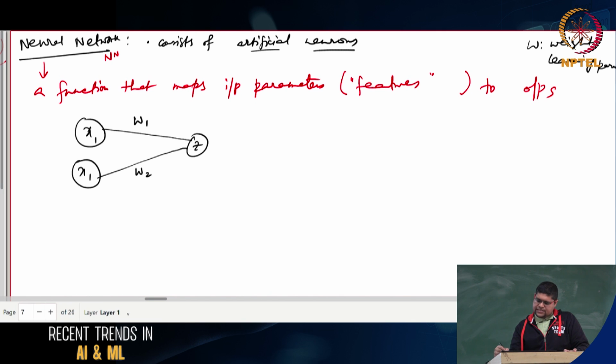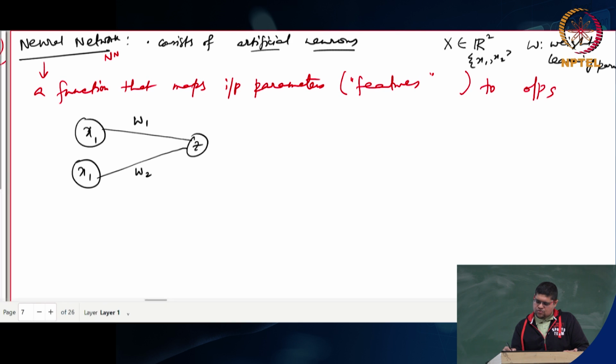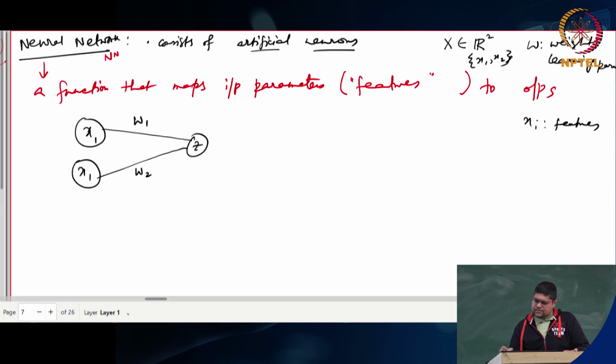And what is your X? Here X is in R to the power 2. So it is x1, x2. You have two features. So these xi's are your features, and the w's are your weights. Okay. Now, what will z be here?